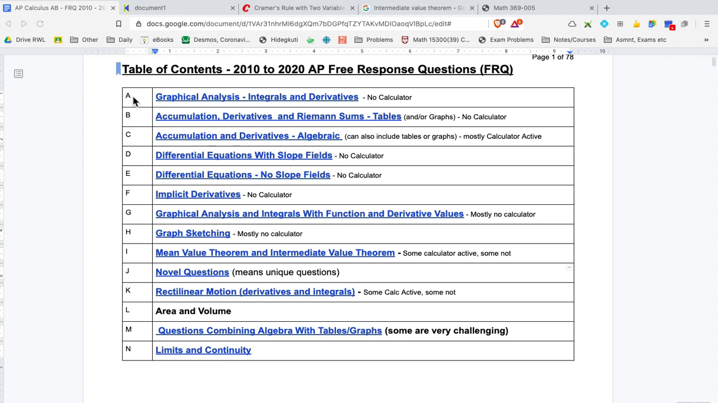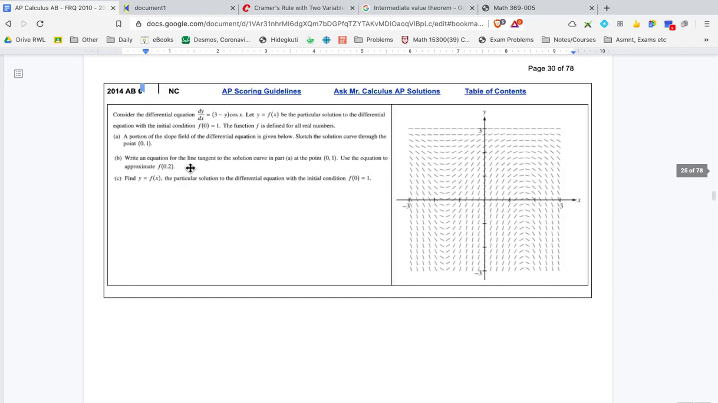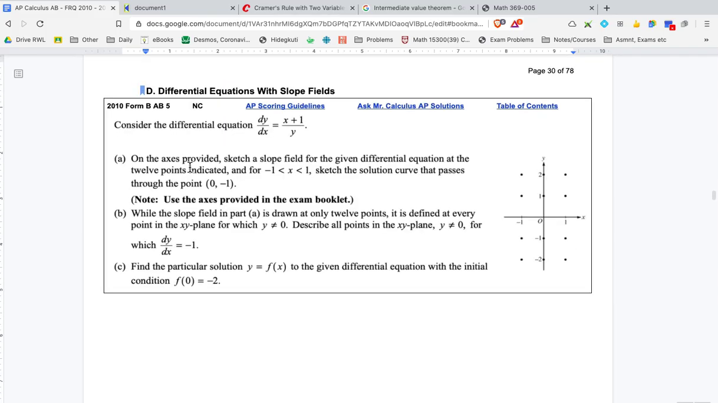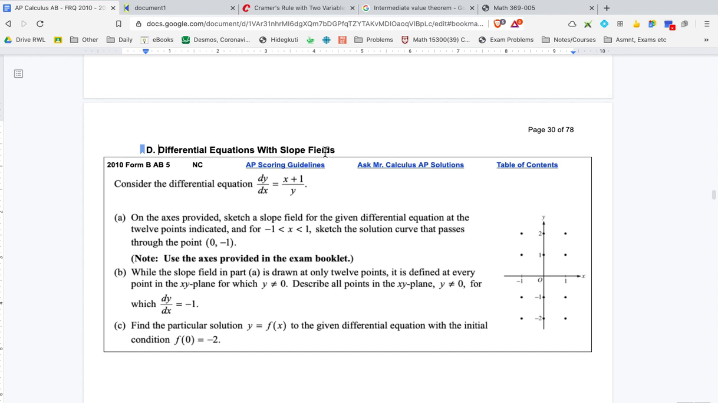So it works on the basis of what are called hyperlinks. Say you want to go to differential equations that have slope field questions in them. You click there, and then you click on the title, and then hit bookmark, and that's going to take you to that title. Okay, so we're at differential equations with slope fields.